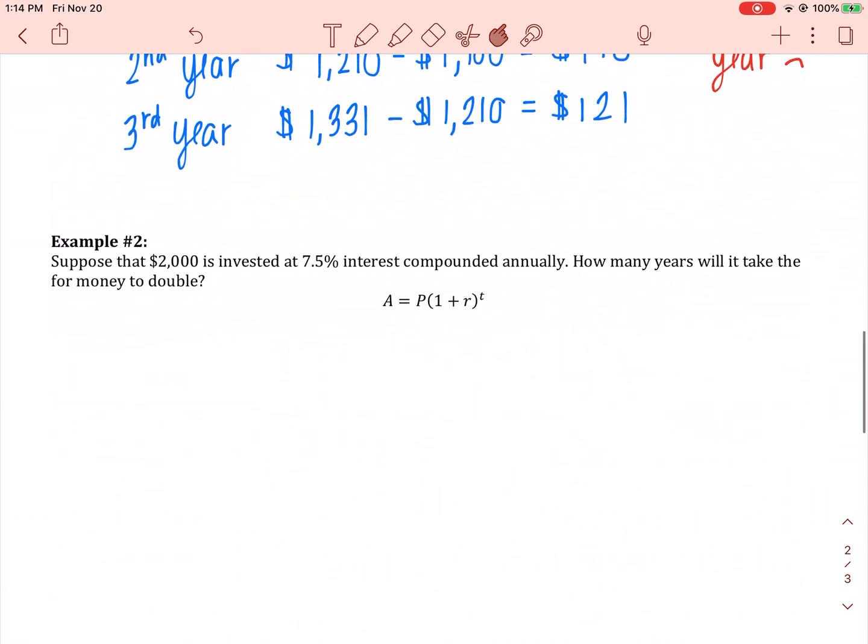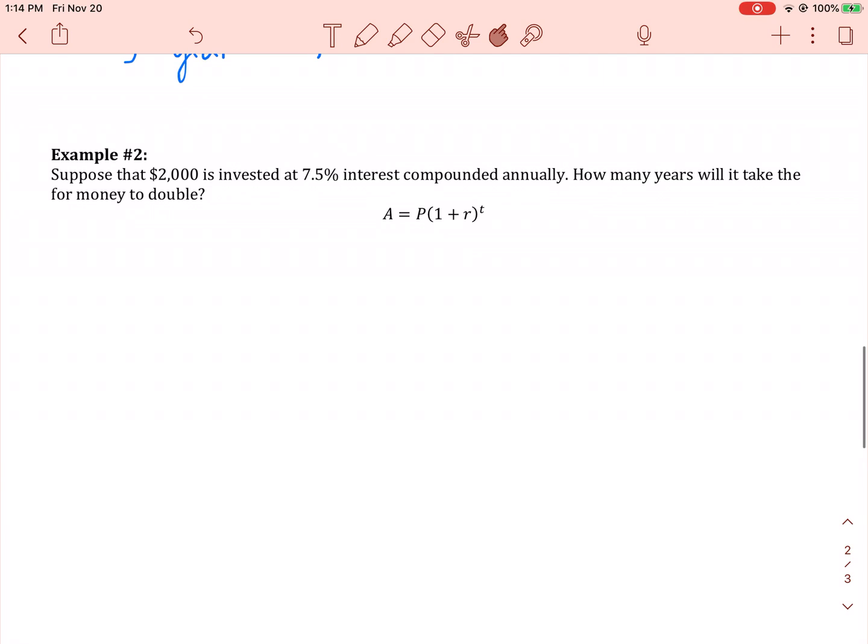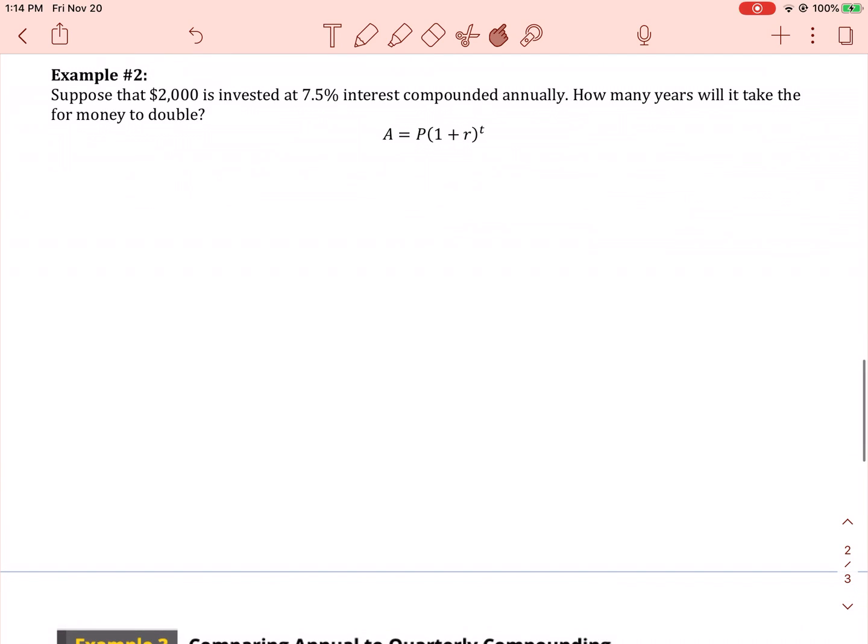Example 2. Suppose that $2,000 is invested at 7.5% interest compounded annually. Okay, so that's this formula. You're welcome. I already put it there for us. How many years will it take for the money to double? That's awesome, right? We want our money to double. So let's fill in what we know. So we know that $2,000 is invested, so that's my principal, my P value.